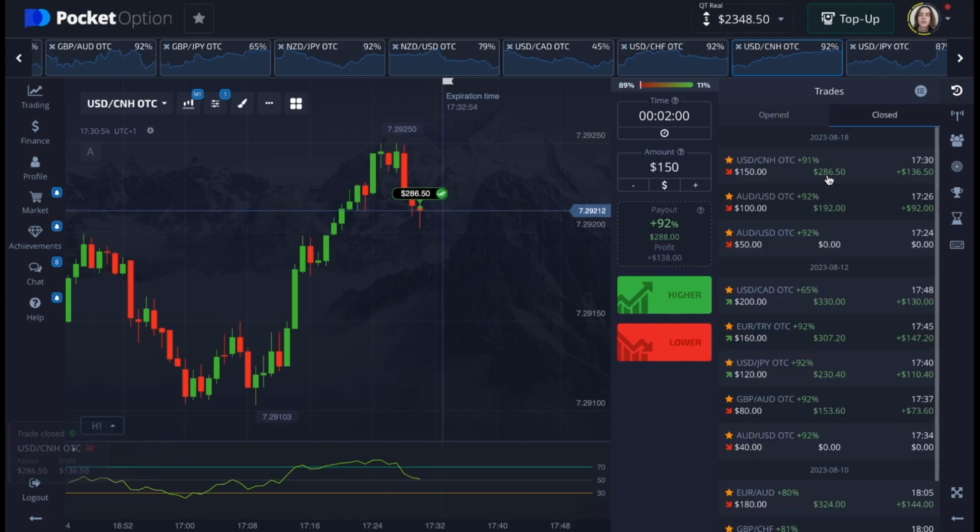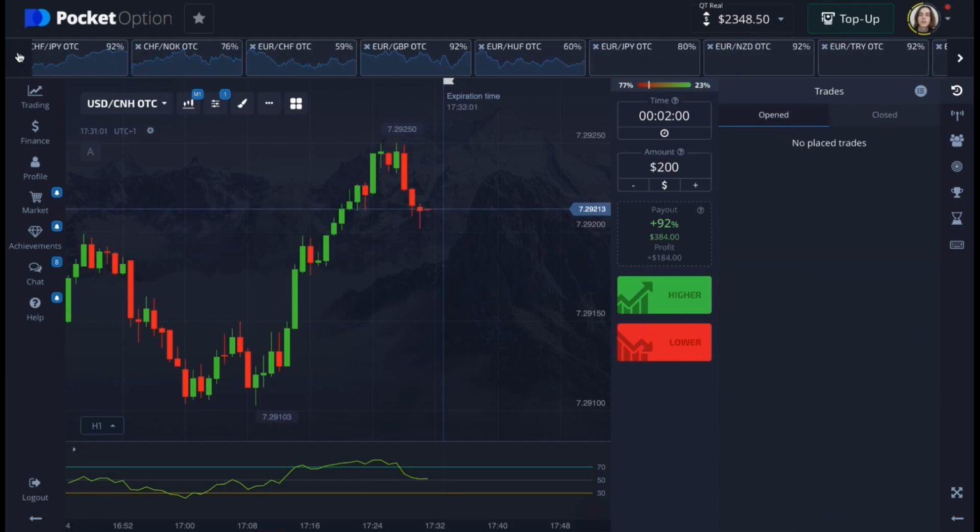Great! Our trade also went into the plus. The price of the next trade I will put at $200. We look further.